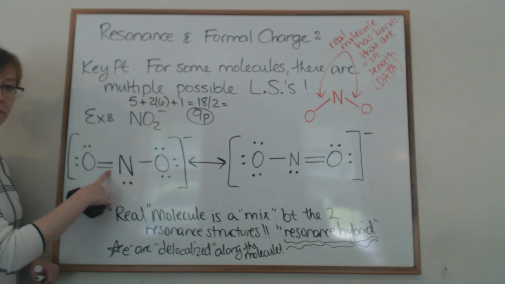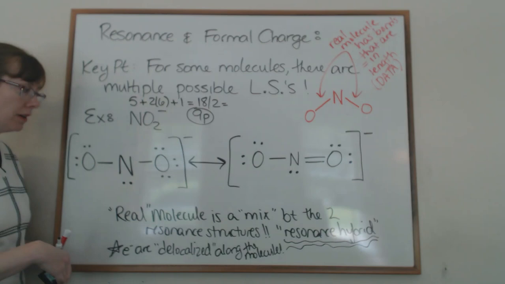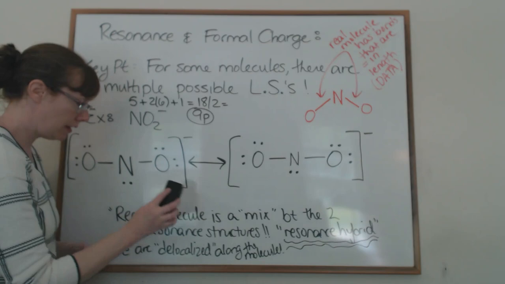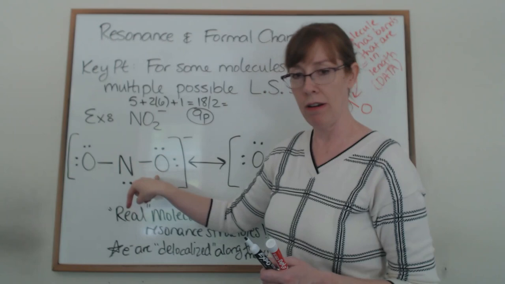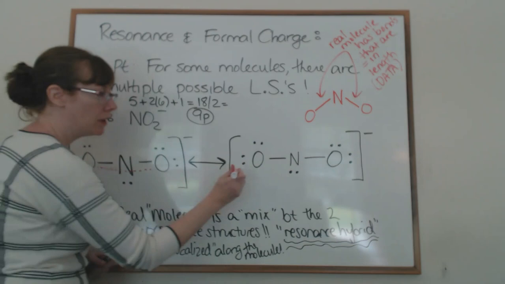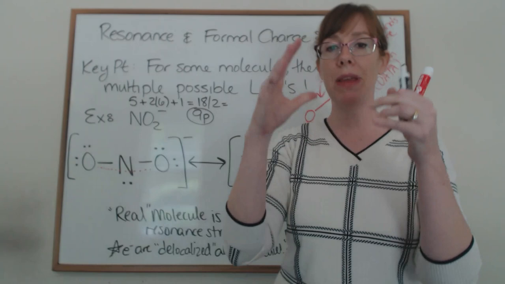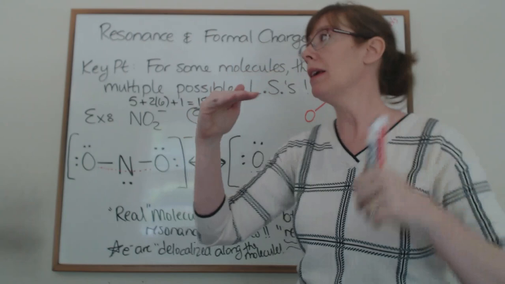This second double bond here, and this one here, as well as this double bond here, and this one here, they're not really here nor there. They're essentially spread out along the molecule. And that's what it means to mix the two together. The electrons are kind of spread apart, spread out, and it makes the molecule symmetrical.